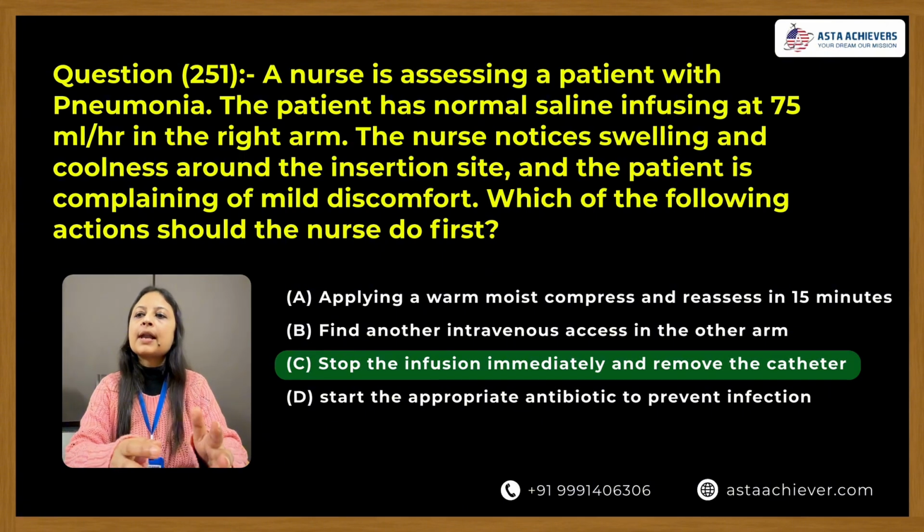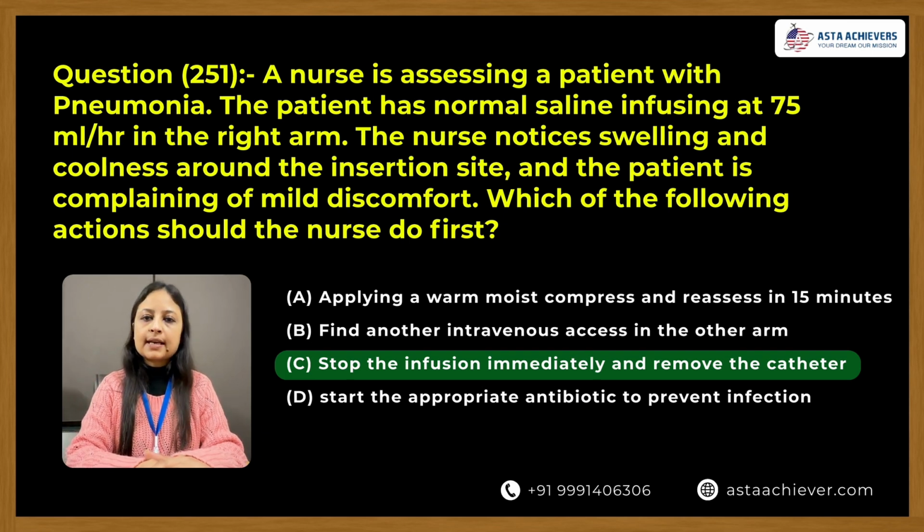Option A, apply a warm moist compress and reassess in 15 minutes. Option B, find another intravenous access in the other arm. Option C, stop the infusion immediately and remove the catheter. Option D, start the appropriate antibiotic to prevent infection. So option C, we need to immediately stop the infusion and remove the catheter.